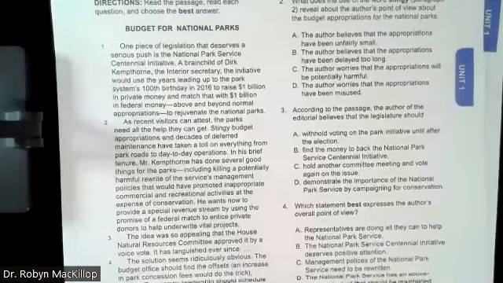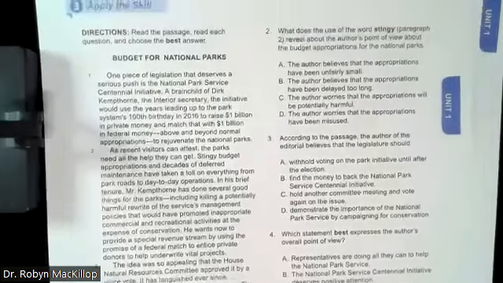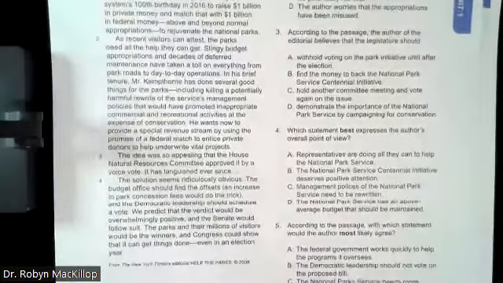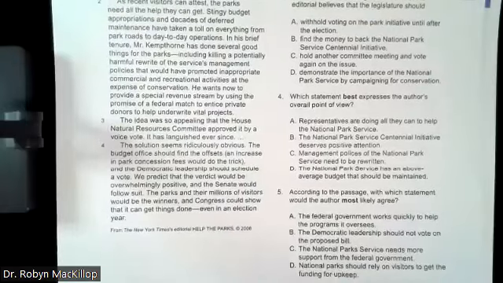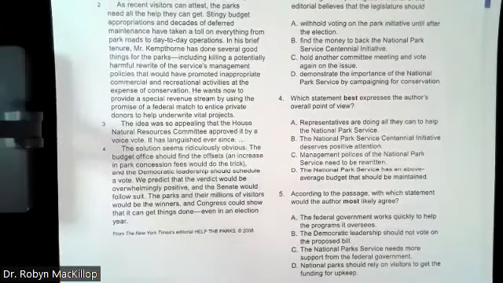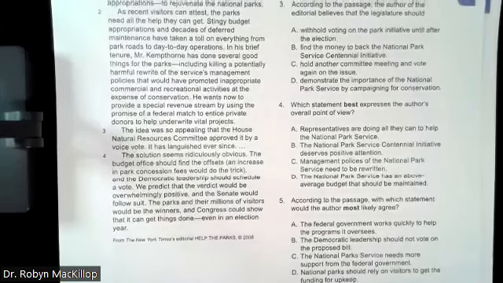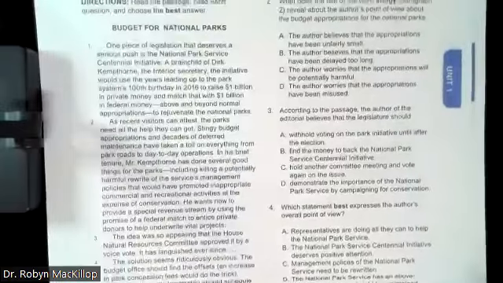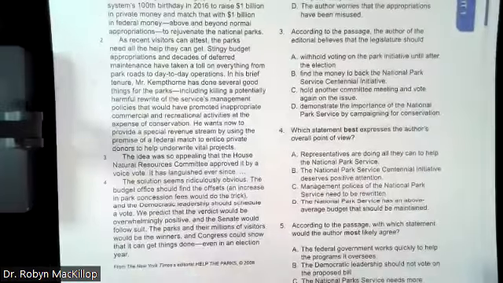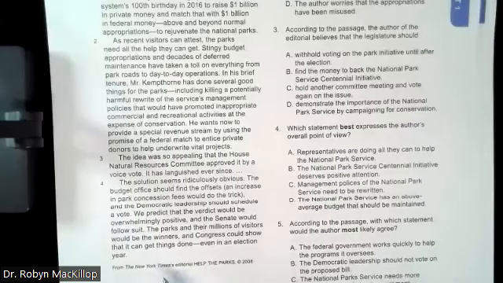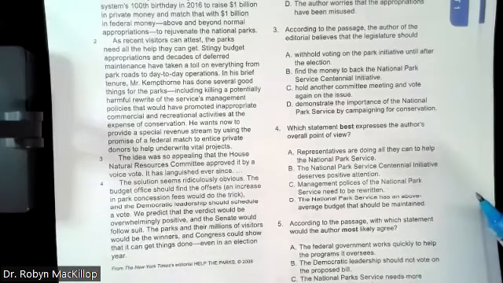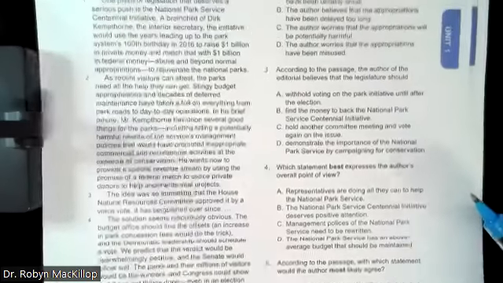Okay, so this is a budget for national parks, and there's 4 questions. This is a newer writing, 2008, so it should be fairly clear in the way the language is used. It's a newspaper article, so it'll be much easier to read than some of the dated political documents or governmental documents.